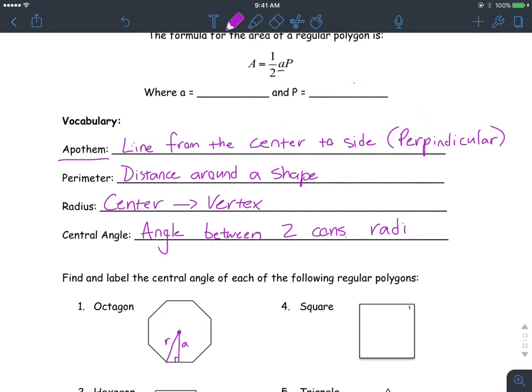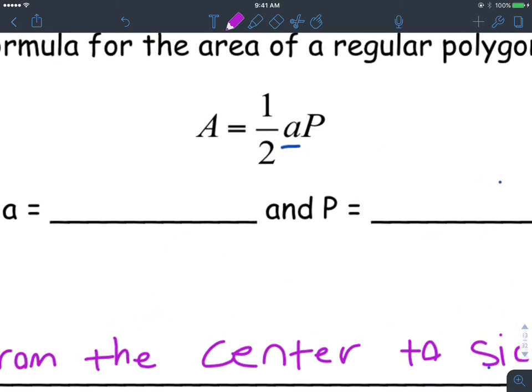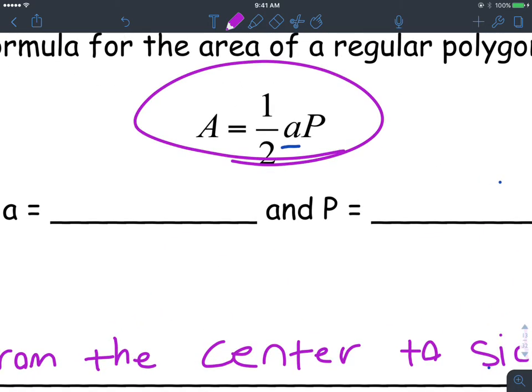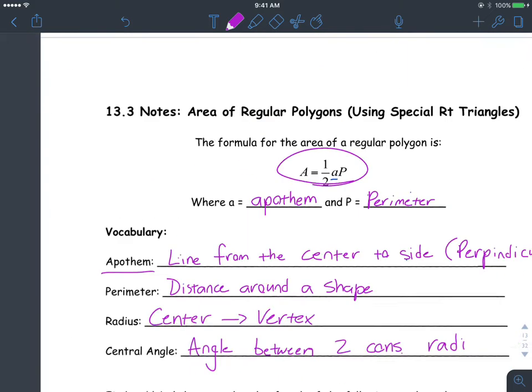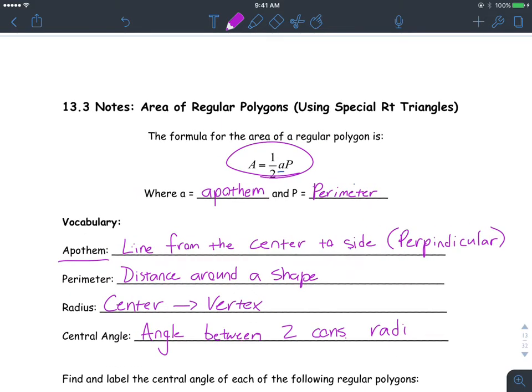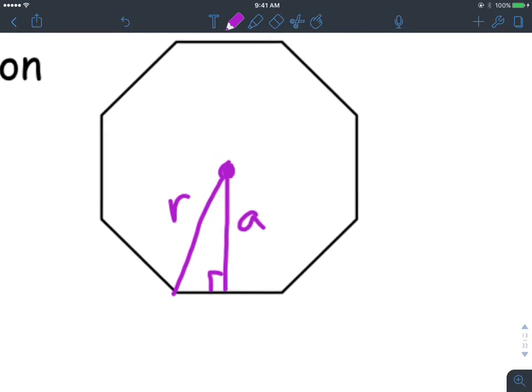All right, so anyways, here's a formula that we can use to find the area of any regular polygon, and it's 1/2 the apothem times the perimeter. So A is the apothem, and then P is the perimeter. Right there.